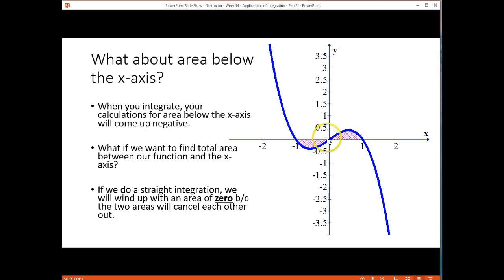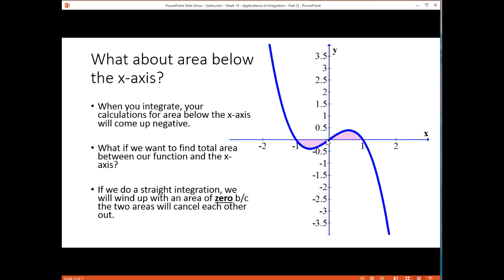What happens if I have a curve that falls below the x-axis? What do I actually do with this? Well, what happens is when you do an integral, and you can do an integration of a curve that falls below the x-axis, but when you do this, you get a negative area. Well, that's not necessarily a bad thing.